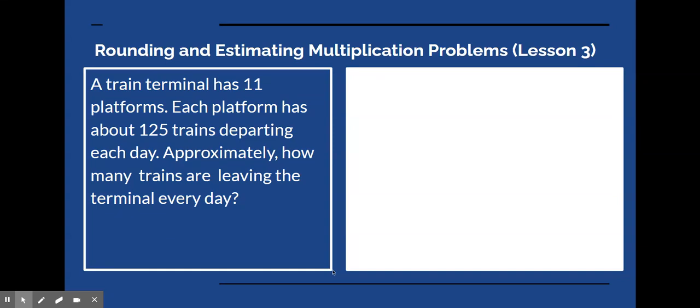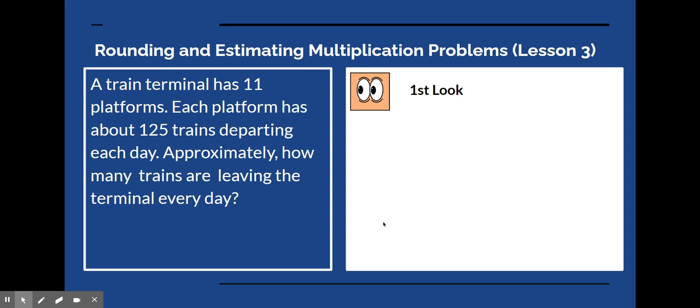Let's use our four look strategies to solve this estimated multiplication word problem. Let's start with our first look. A train terminal has 11 platforms. Each platform has about 125 trains departing each day. Approximately how many trains are leaving the terminal every day?